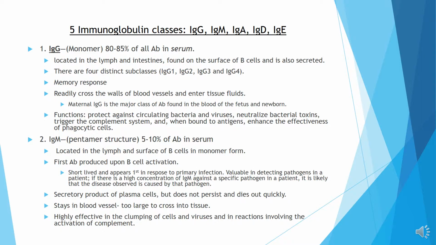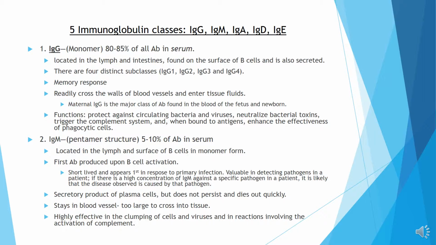There are 5 classes of immunoglobulins: IgG, IgM, IgA, IgD, and IgE, each of which is characterized by differences in structure and function. The first and most abundant antibody is IgG. IgG is a monomer and accounts for 80 to 85% of all the antibodies found in blood serum. IgG is located in the lymph and intestines and found on the surface of B cells. IgG is also secreted. There are 4 distinct subclasses of IgG: IgG1, IgG2, IgG3, and IgG4.